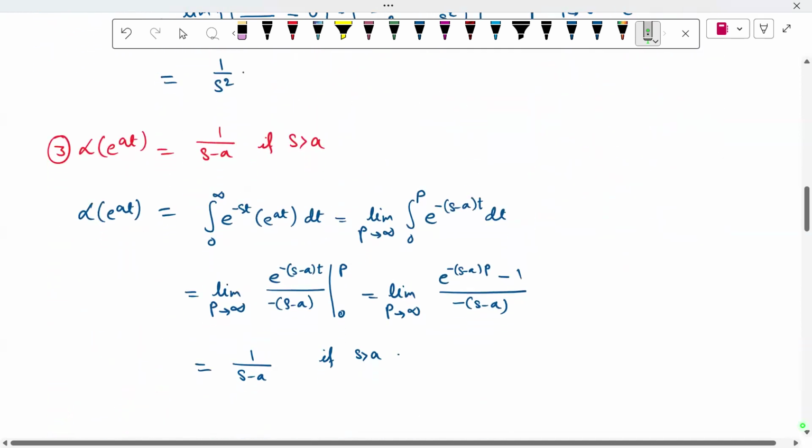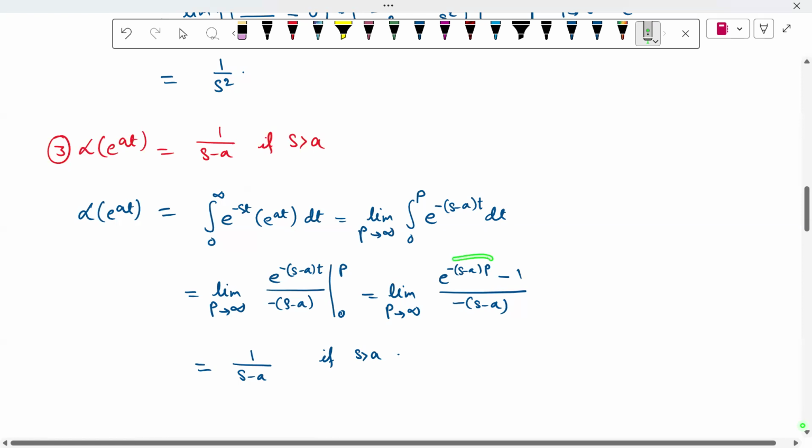Now another important elementary function, e to the power at. The Laplace transform of e to the power at can be written as the integral from 0 to infinity of e to the power minus st into e to the power at dt. We write this as the limit as p tends to infinity of the integral from 0 to p, and add the powers. Taking a minus outside, we can write this as minus s minus a, t, dt. Now it is a simple integral. If we integrate it, we get e to the power minus s minus a t by minus s minus a, from 0 to p. Putting in the values of p and 0, we get e to the power minus s minus a into p, minus 1, by minus s minus a.